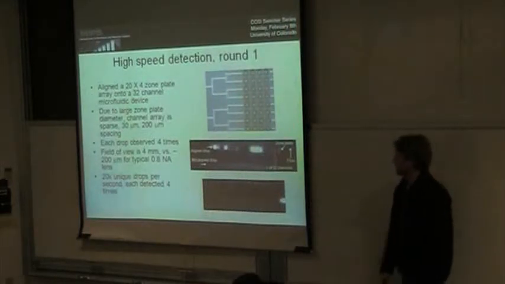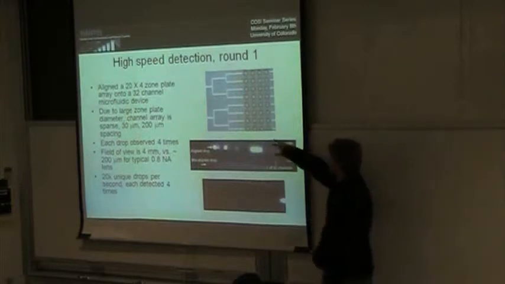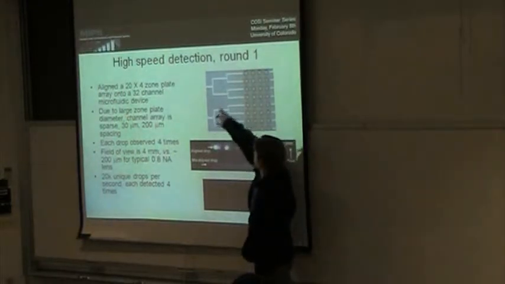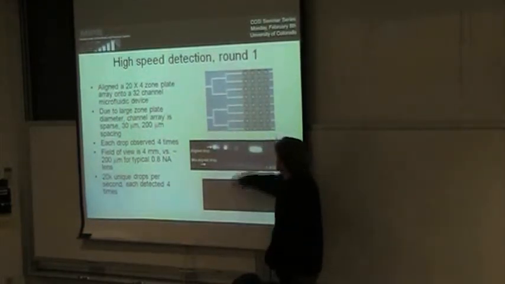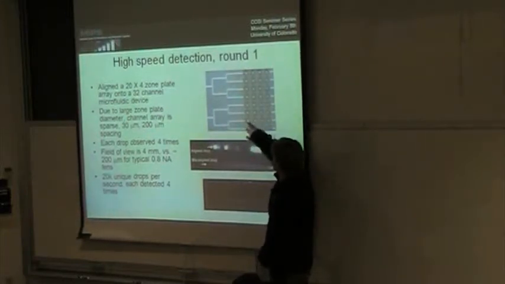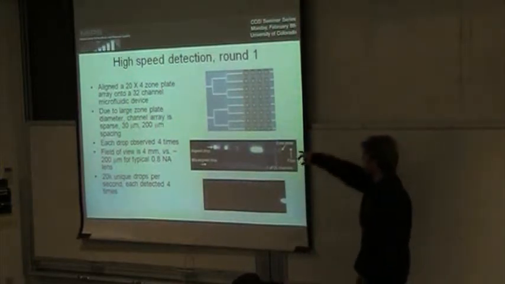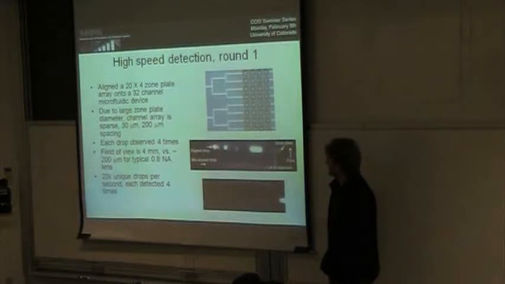Okay, so now I'll put this all together and show a couple examples of devices that we've made. This is one of these treed out microfluidic systems. The channel spacing is around 200 microns, which in this case is the same as the diameter of the zone plate. The diameter of it is a little less, but around that same order.